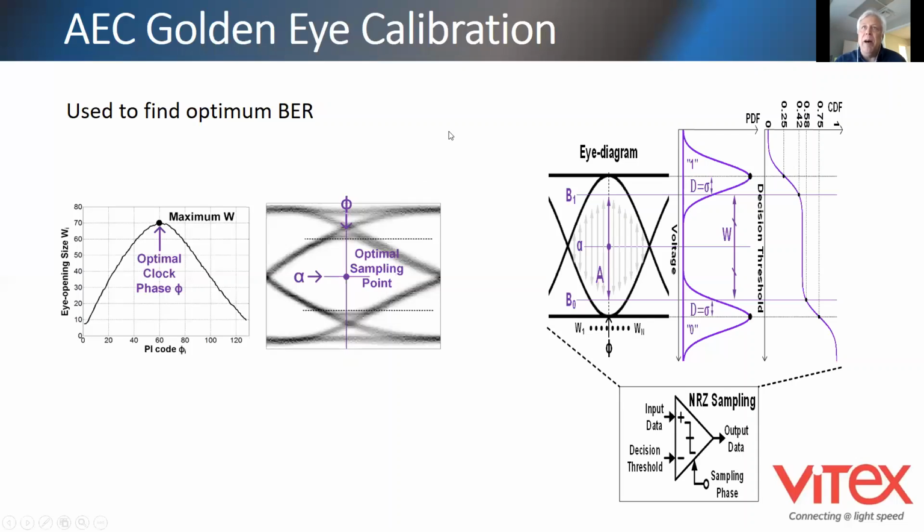So a little something about bit error rate calibration. The bit error rates are pre-FEC 1E minus 8, and post-FEC is 1E minus 15. Those are pretty good bit error rates, some of the best-in-class bit error rates that are available.